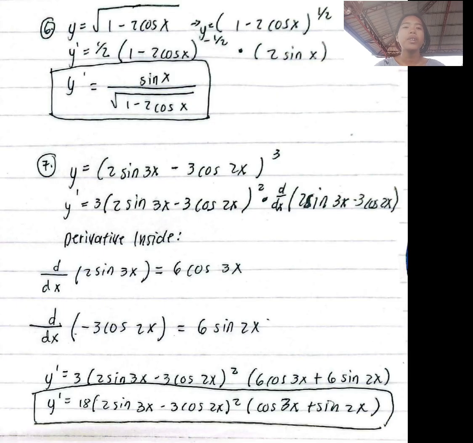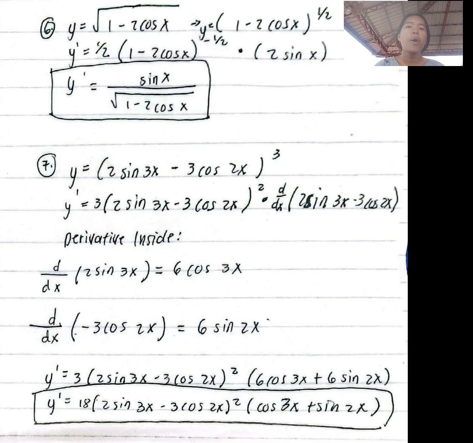The derivative of negative 3 cos 2x is negative 3 times the quantity of negative sin 2x times 2, which is equal to 6 sine 2x. So our step 3 is to combine them. We combine those expressions from the derivatives, so we have 6 cos 3x plus 6 sine 2x. Then we should multiply them, the combined terms.